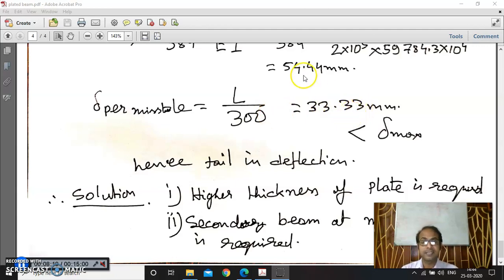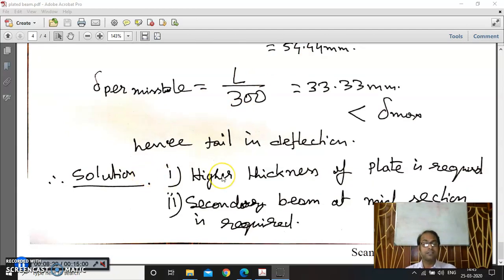Now the thing is, the permissible deflection is lesser than the actual deflection coming on the section. That means it is failing due to deflection. So some solution is given at the end. If we want to save the section against deflection, what can we do?